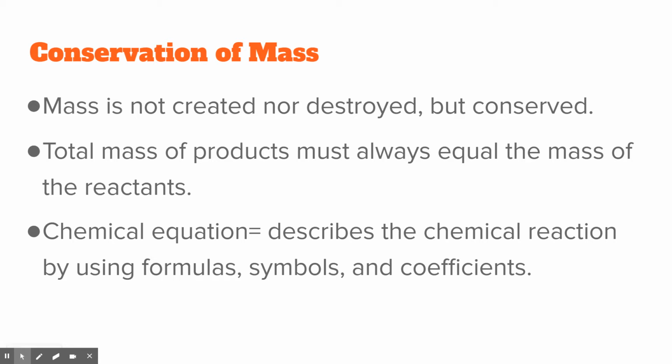Conservation of mass says that mass is not created or destroyed, but instead conserved. The total mass of the products must always equal the mass of the reactants. That is why we have to make sure our chemical equations are balanced. A chemical equation is a statement that describes the chemical reaction by using formulas, symbols, and coefficients.